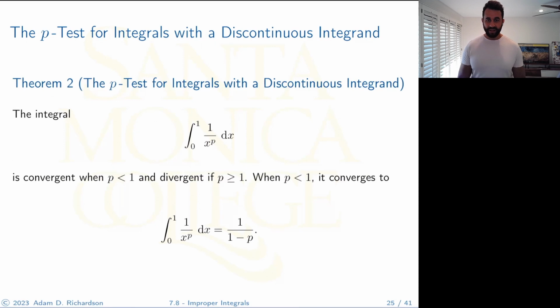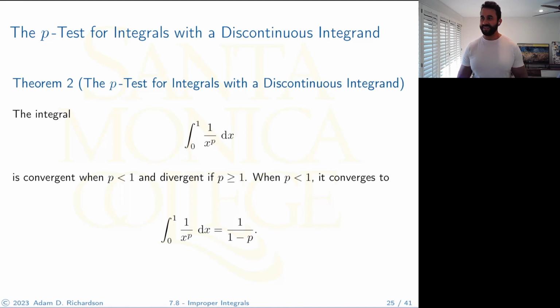All right. Now let's get to this p-test. Check out this p-test. This is the p-test when you have a discontinuous integrand. So we're still looking at p integrals, but notice now it's not saying that you're going from 1 to infinity. It says you're going from 0 to 1, and there's a discontinuity at 0.